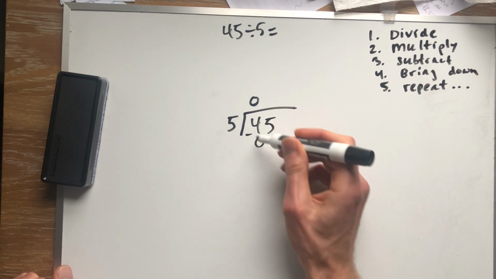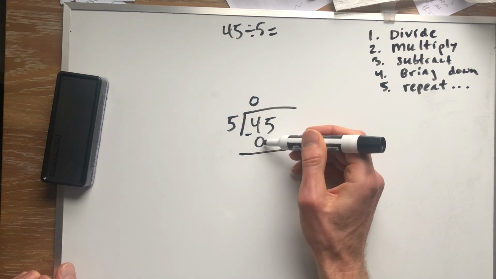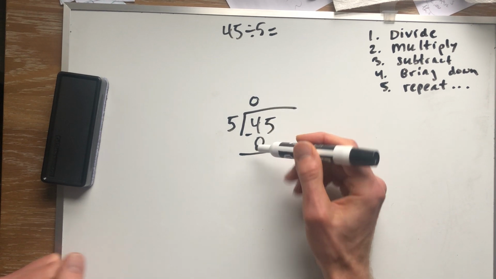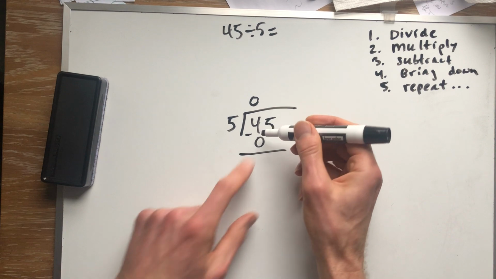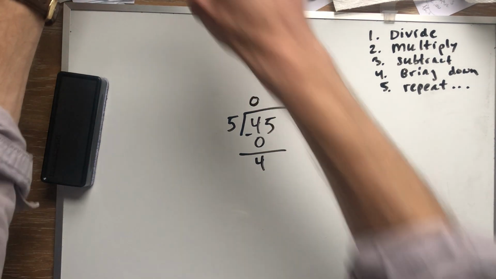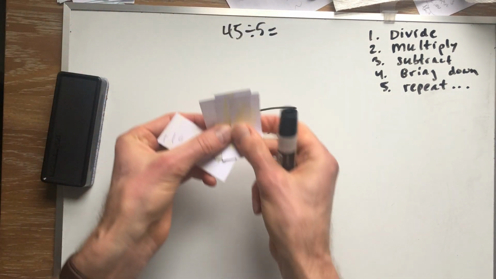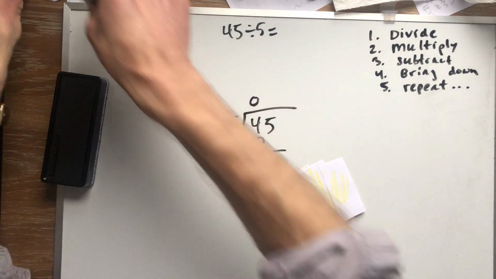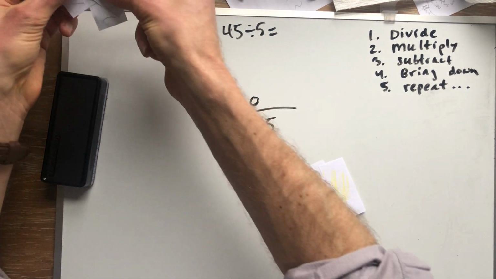Now subtract, because I want to know, okay, I gave out 0 of my 4 10s. How many do I have left? Well, 4 minus 0 is 4. You still got all the 10s, right? So if you've got 4 10s, you've still got all 4 of them. Got 4 10s and 5 1s.